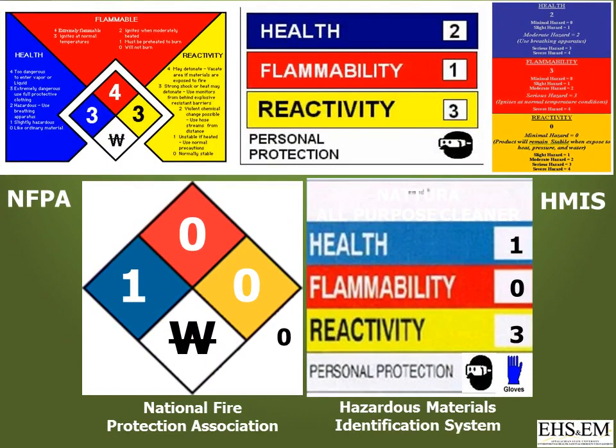Here are the most commonly used formats for secondary container labeling: the National Fire Protection Association, or NFPA Diamond, and the HMIS, or Hazardous Materials Identification System label. The next couple of slides explain how to read each format.